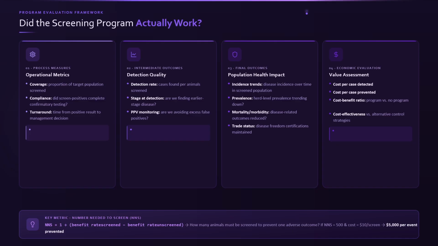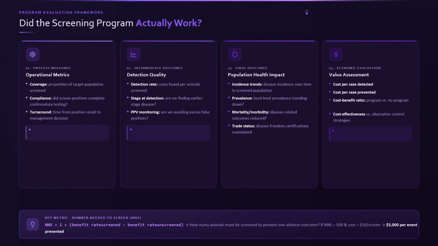Second, intermediate outcomes, detection quality. What's our detection rate, cases found per animal screened? Are we catching disease at an earlier stage? And are we monitoring PPV so we're not drowning in false positives? These tell you the screen is doing its job before the population level effects show up.